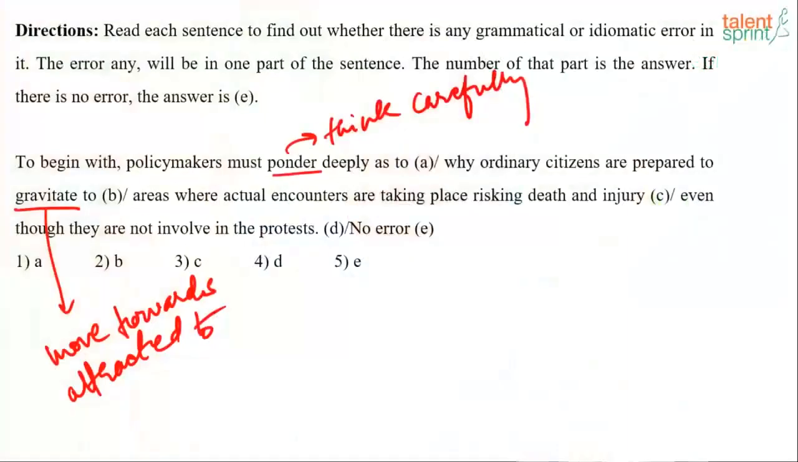If you can make a statement with gravitate, it would be nice, because I love the word. It's attraction towards people or towards an object. So, pondering, thinking, yes. "Gravitate to areas where actual encounters are taking place, risking death and injury, even though they are not involved in the protests." Okay, so where is the error over here?